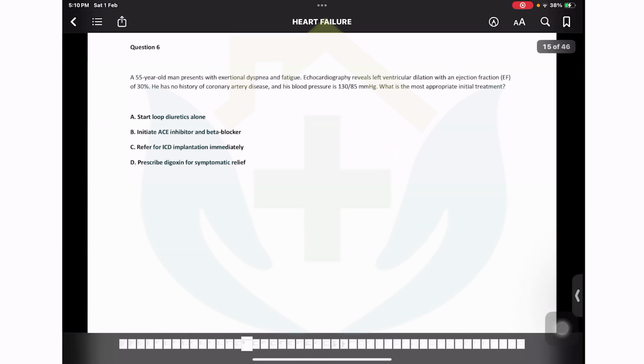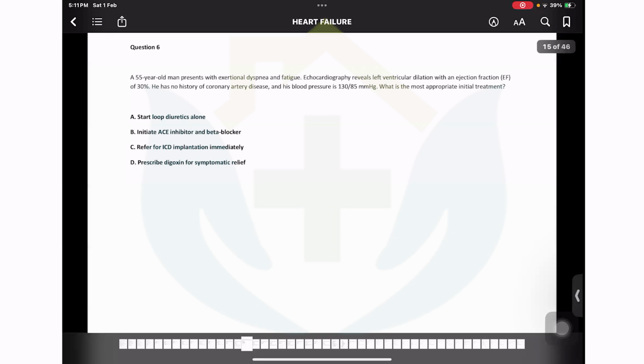A 55-year-old man presents with exertional dyspnea and fatigue. Echocardiography shows LV dilatation with an ejection fraction of just 30%. He has no history of coronary artery disease. His blood pressure is 130/85. What is the most appropriate initial treatment? Starting loop diuretics alone, initiating ACE inhibitors and beta blockers, referring for an ICD implantation? Would ARNI have been a better choice? If ARNI was there, I would have gone for ARNI.